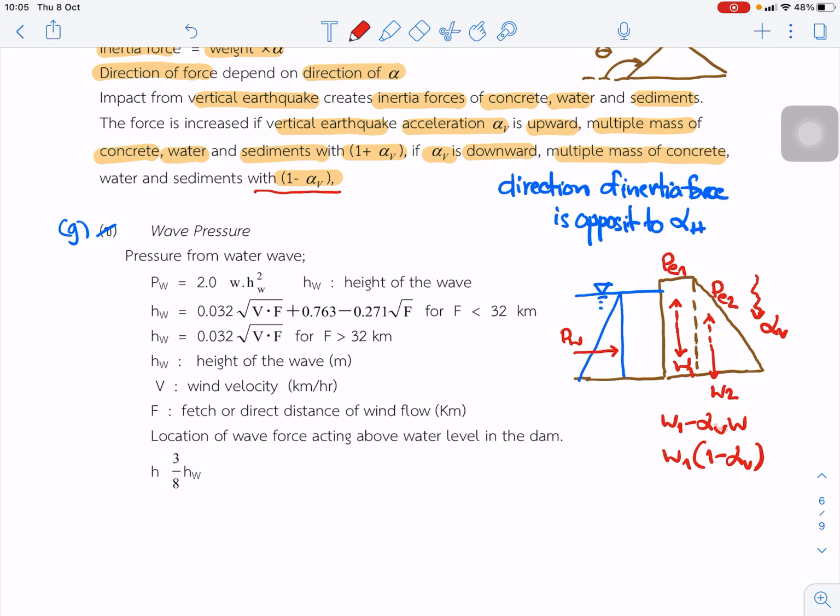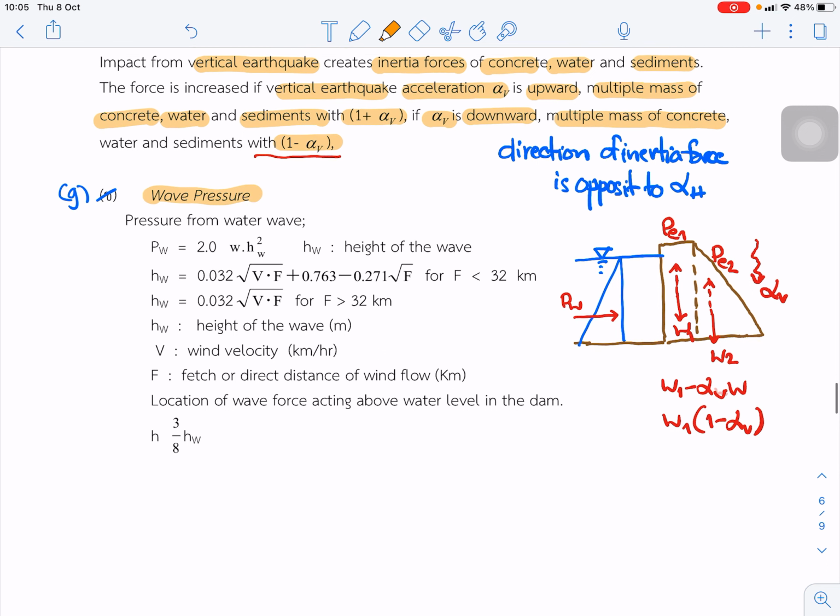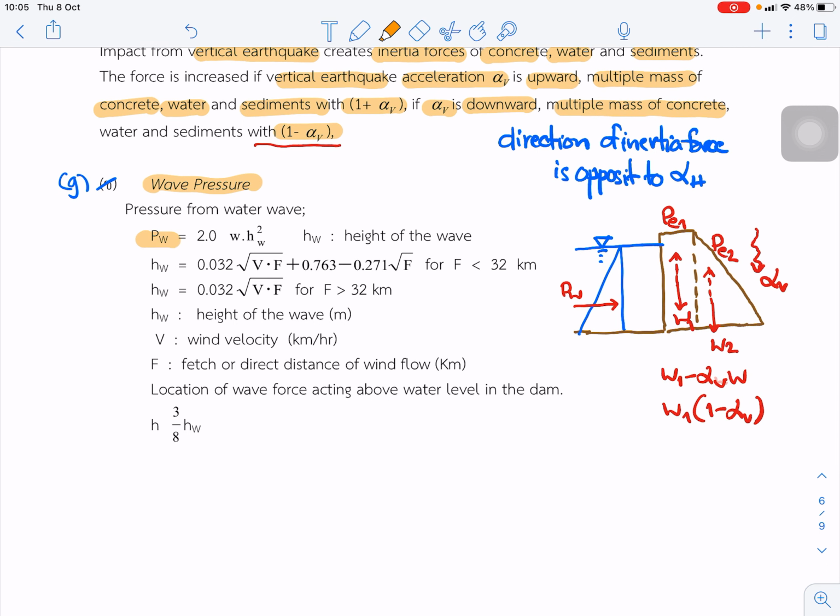The next is the water waves. The pressure from the water wave is a function of the unit weight of the water and the height of the wave. The height of the wave is a function of V and F. If F is less than 32, in this case F is greater than 32. V is the wind velocity and F is the fetch, or direct distance of the wind flow, in kilometers. HW is the height of the wave.